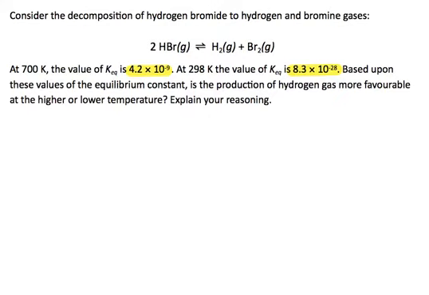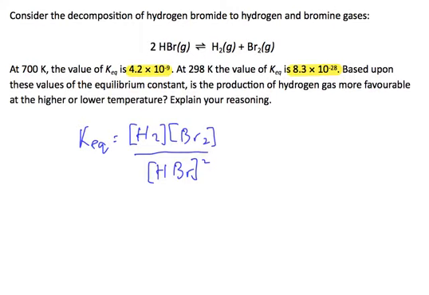So based upon these values of equilibrium constant, is the production of hydrogen gas more favorable at a higher or lower temperature? Essentially what that's asking is, which one of those values of K, given at a specific temperature, is going to yield a higher concentration of hydrogen? And so again, I'm not going to give you 20 seconds to write the equilibrium expression, but if you were to, in 20 seconds, hopefully you've come up with something like that. So now all we have to do is look at the two different values of K and look at what they're related to.